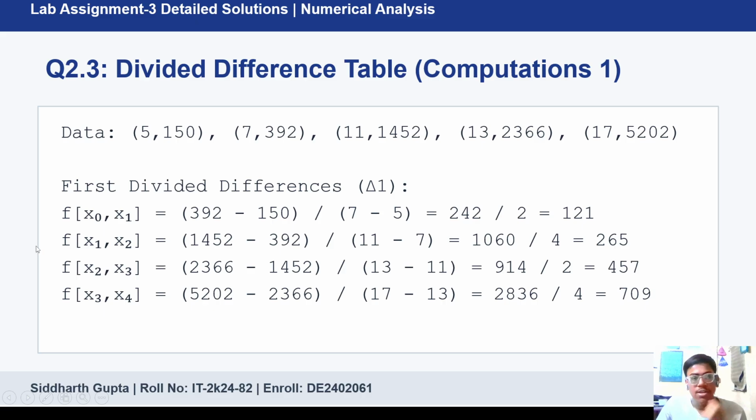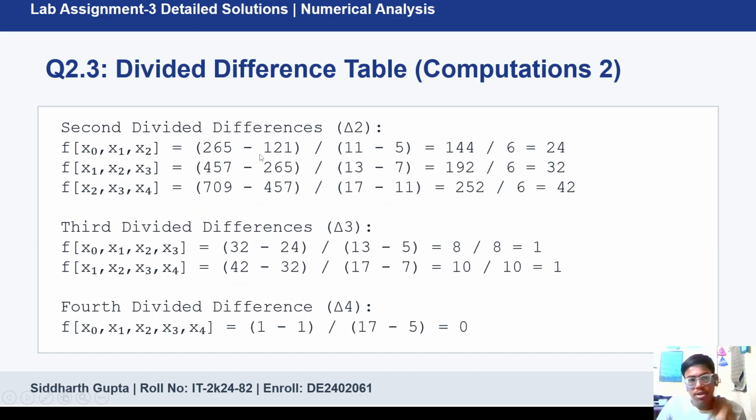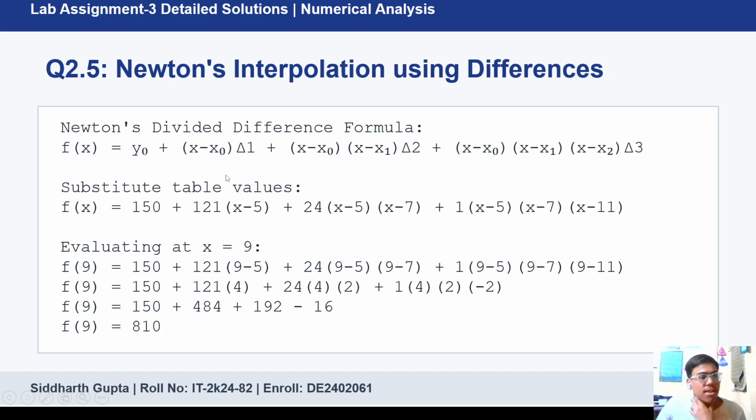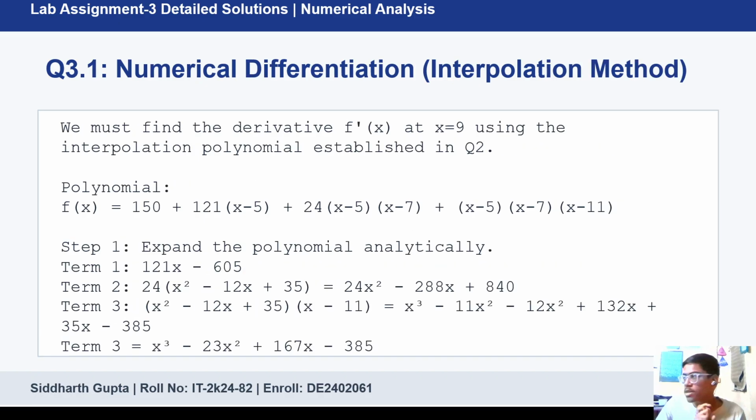So here we will calculate the first divided difference like this, and again we will calculate the second divided difference, the third divided difference, and the fourth divided difference, and then we will put all these values in the Newton divided difference formula. The Newton divided difference formula states that f of x is equal to y0 plus (x minus x0) delta 1 plus (x minus x0)(x minus x1) delta 2 plus (x minus x0)(x minus x1)(x minus x2) delta 3. We will substitute all these values and evaluate the function at x is equal to 9. So we will see that the value will come the same as Lagrange, that is 810. So here we have concluded the second question, where we have been finding the function value at 9 with both divided difference and Lagrange interpolation.